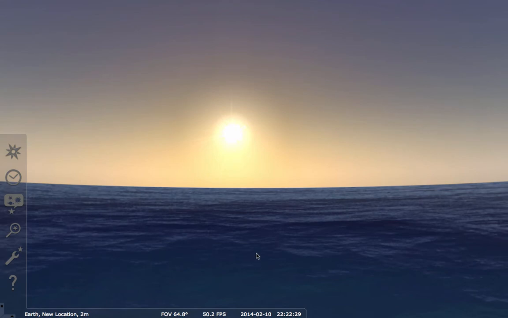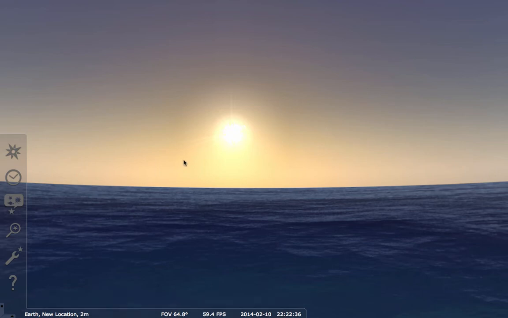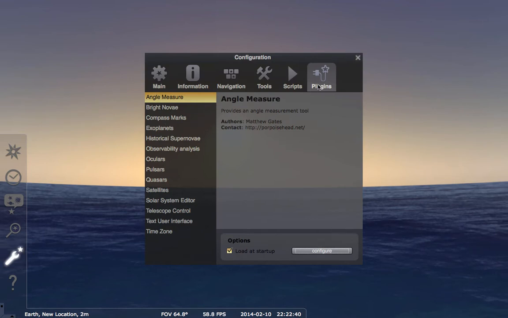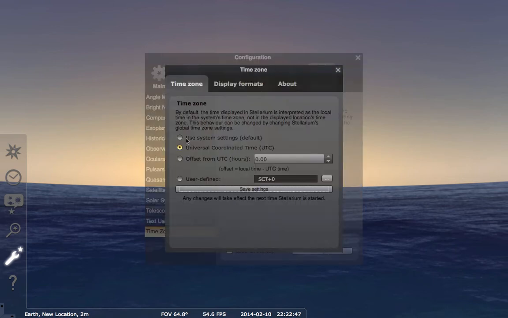All I have is a clock, maybe a watch set to Greenwich Mean Time. So that's what I am showing right here, Greenwich Mean Time. And the way that I got that was to go to the configuration window. And one of the options is plugins. At the bottom, there's an option for time zone. And if I configure this, normally the default is that Stellarium will use your system settings for standard time or daylight savings time. And I've said, no, just use Universal Coordinated Time, which is essentially Greenwich Mean Time. So that's what we're going to use.